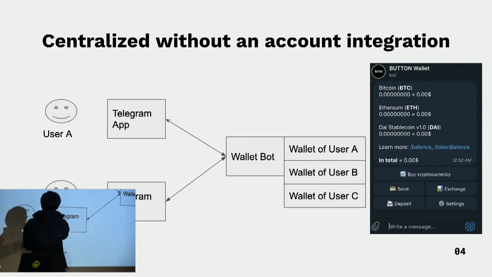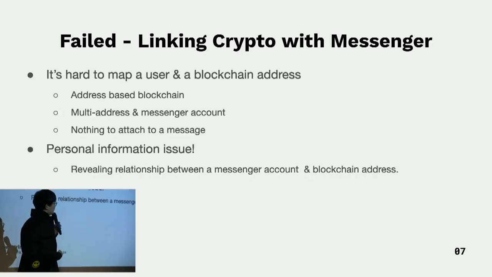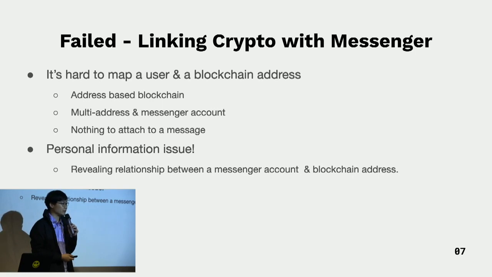So user B has to know the address of user A and then send to them. But we'd like to do it like this: can user B send Bitcoin to user A directly? We hoped so, but it turns out it's impossible. We can make that, but the biggest problem is the address space. For user A and user B, we don't know how many addresses they have, which address is the main address, and which address we use to send. So we have to map the address and the account beforehand, and we have to use that address.